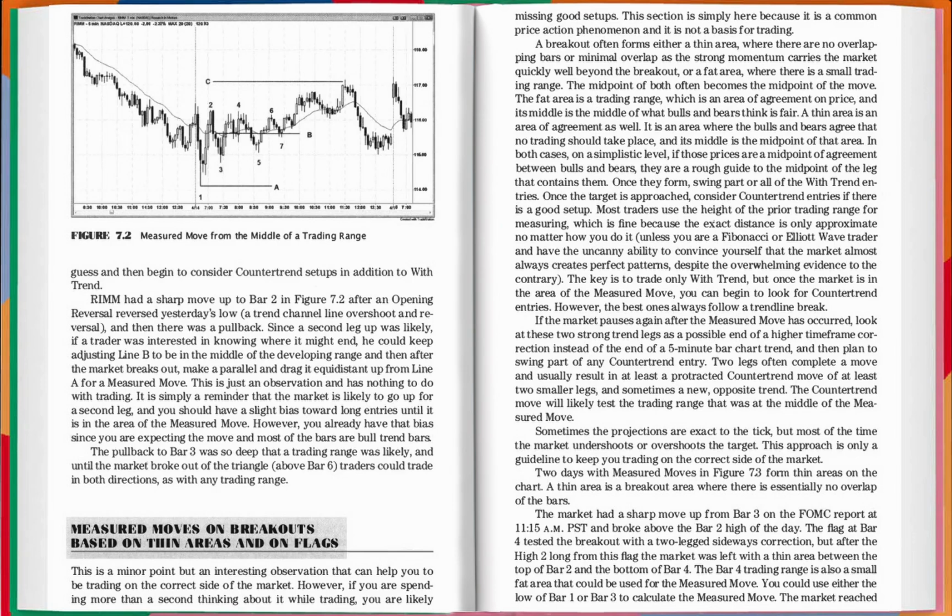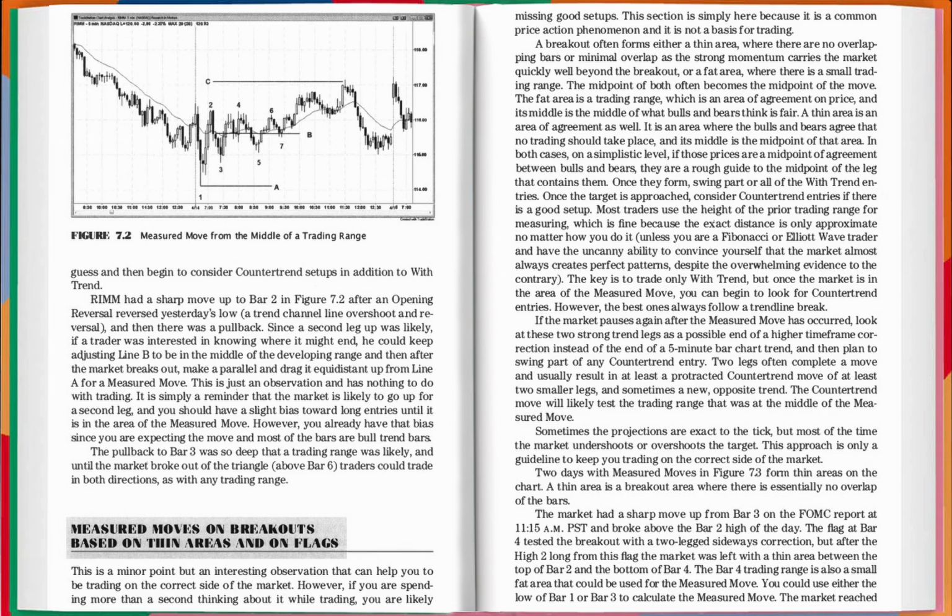RIM had a sharp move up to bar 2 in figure 7.2 after an opening reversal of yesterday's low, a trend channel line overshoot and reversal, and then there was a pullback. Since a second leg up was likely, if a trader was interested in knowing where it might end, he could keep adjusting line B to be in the middle of the developing range, and then after the market breaks out, make a parallel and drag it equidistant up from line B for a measured move. This is just an observation and has nothing to do with trading. It is simply a reminder that the market is likely to go up for a second leg, and you should have a slight bias toward long entries until it is in the area of the measured move.